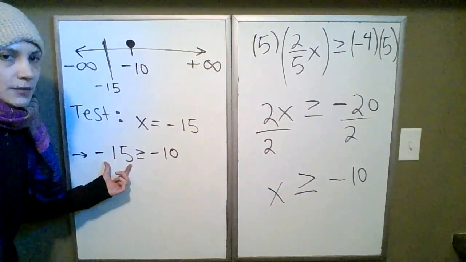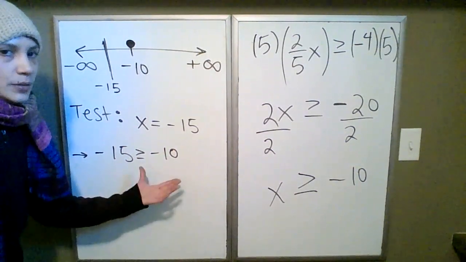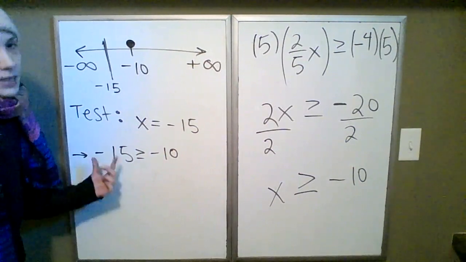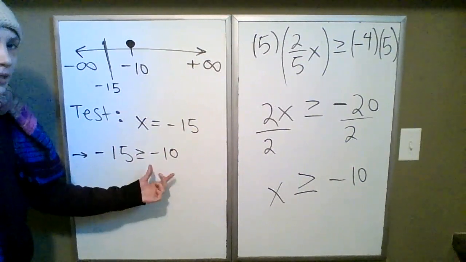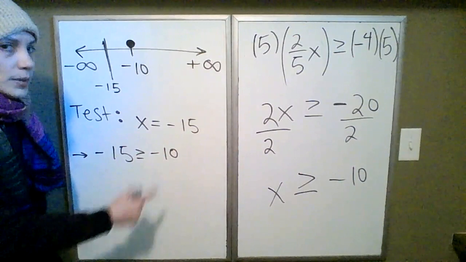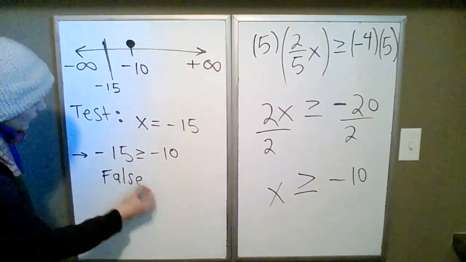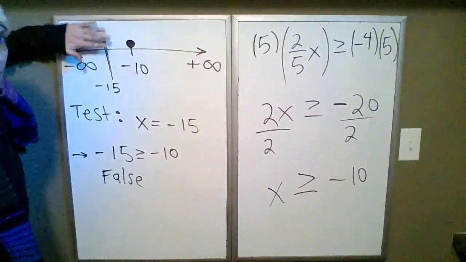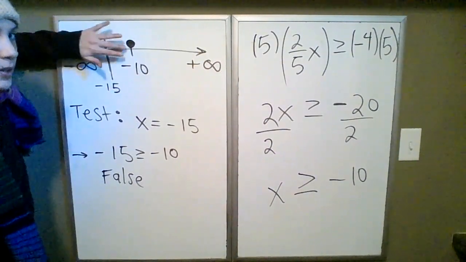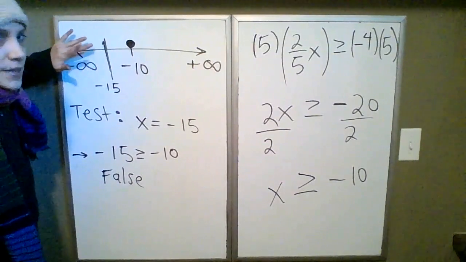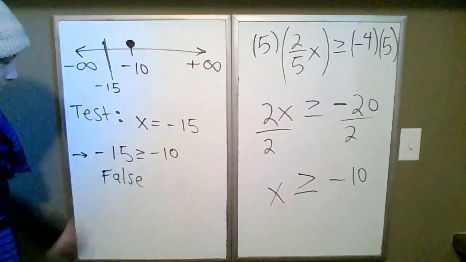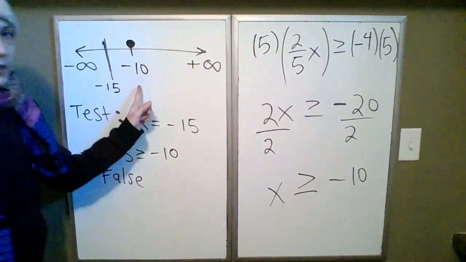All right, is -15 greater than -10? No, it's less than -10. Is -15 equal to -10? No. So this is a false statement. So we're not going to shade on this side. Other values on this side would give you false statements. Okay, let's try a number greater than -10.